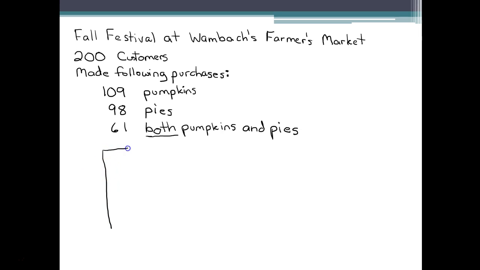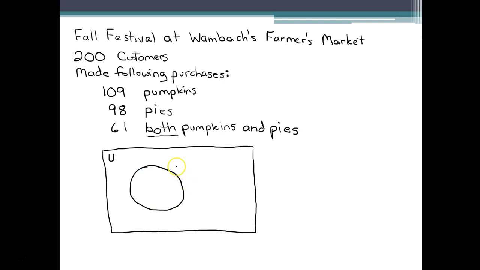So in this section, you have to read the wording very carefully. If they say only, then you know for sure that number has to do with, say, only pumpkins, and not people who also bought pies. But they didn't say that.